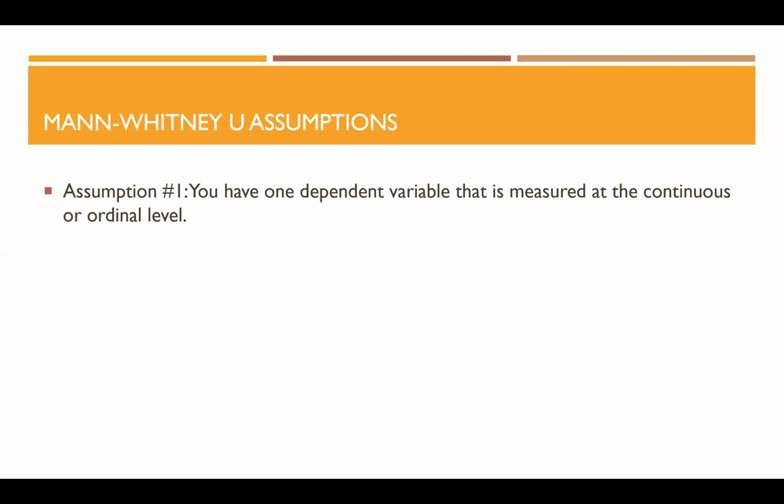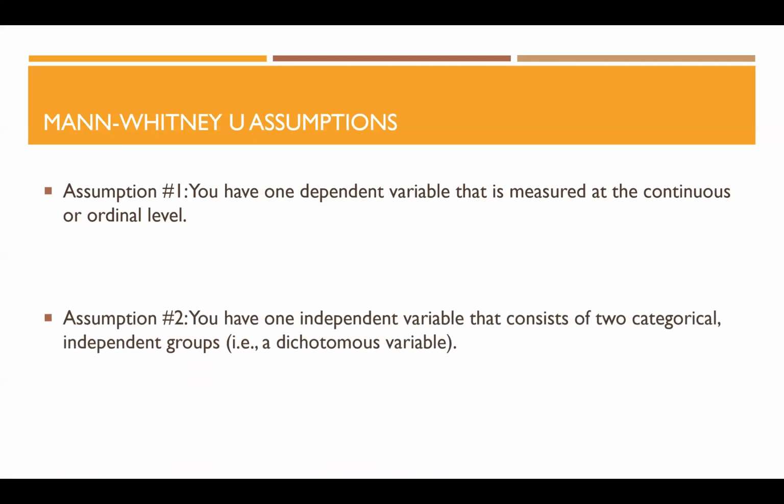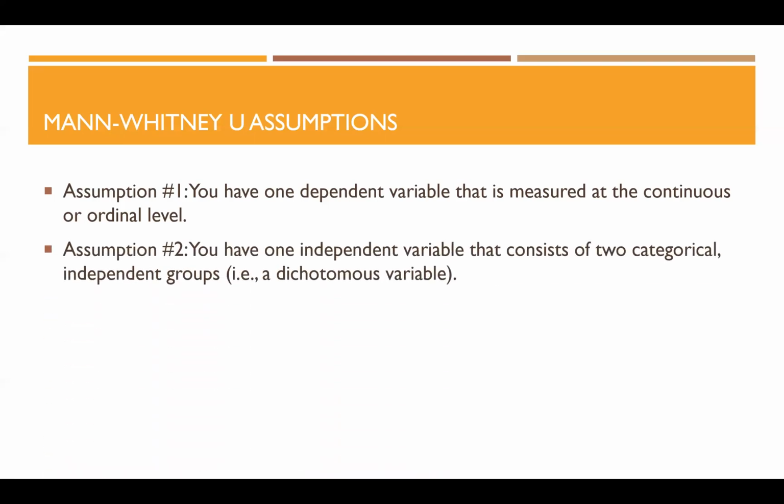Okay, that level. Or even think about movie ratings, where you have, you know, hated it, so-so, loved it, best movie I've ever seen. Those are ordinal levels. You have one independent variable, but you have 2 groups.